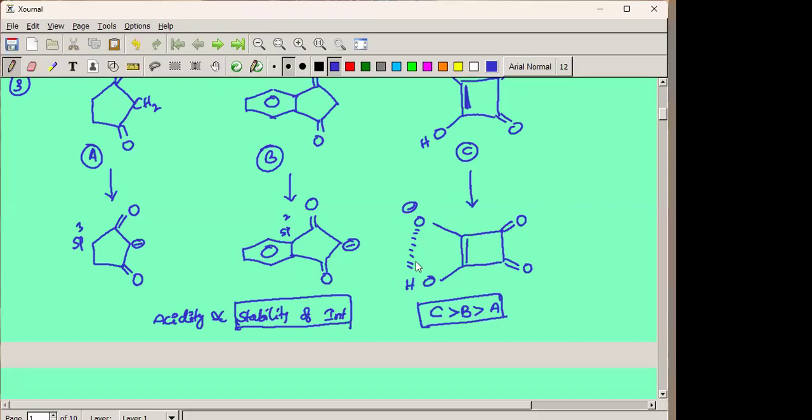So we know very well, if there exists any intermolecular hydrogen bonding, both will exist. That is, if a hydrogen bond exists, what happened? The chelation will be possible. If it is a chelated molecule, the stability increases.